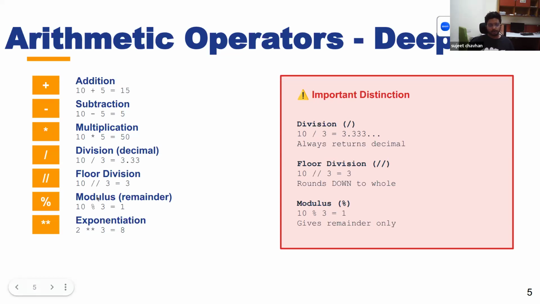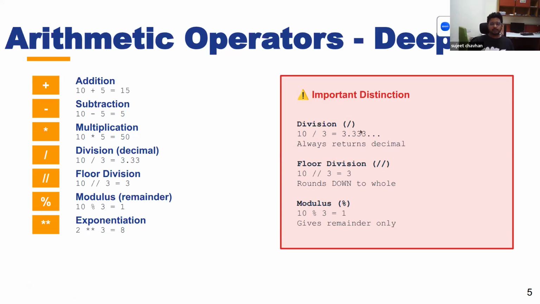Next operator is modulus, which will give us the remainder. Let's say we have 10 mod 3. So what will be the remainder of this operation? 3 multiplied by 3, 9. 10 minus 9 equal to 1. So 1 is the remainder. Next is exponential. 2 power 3. 2 power 3 is 8.